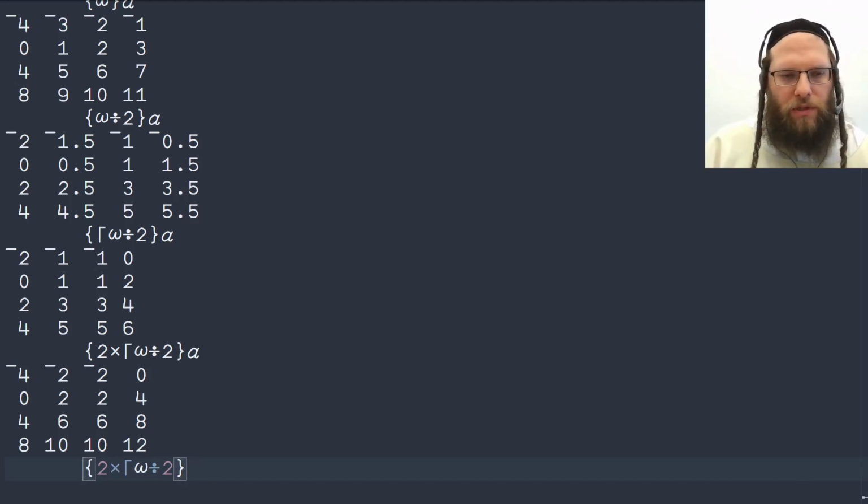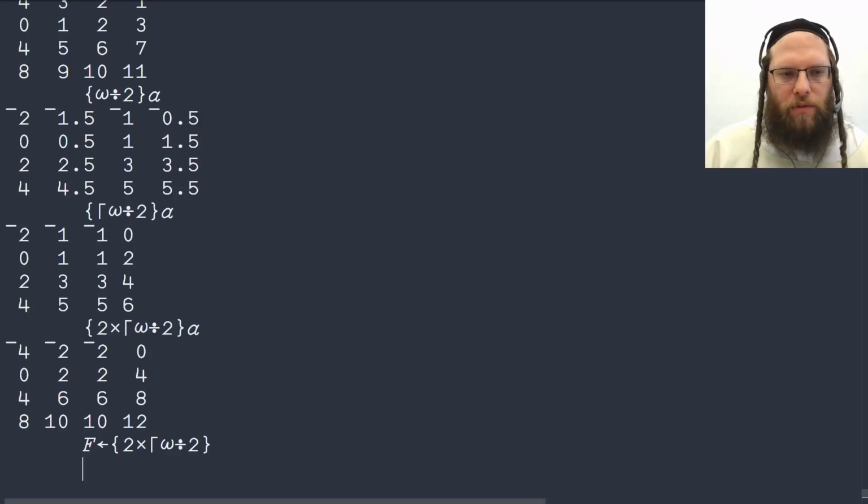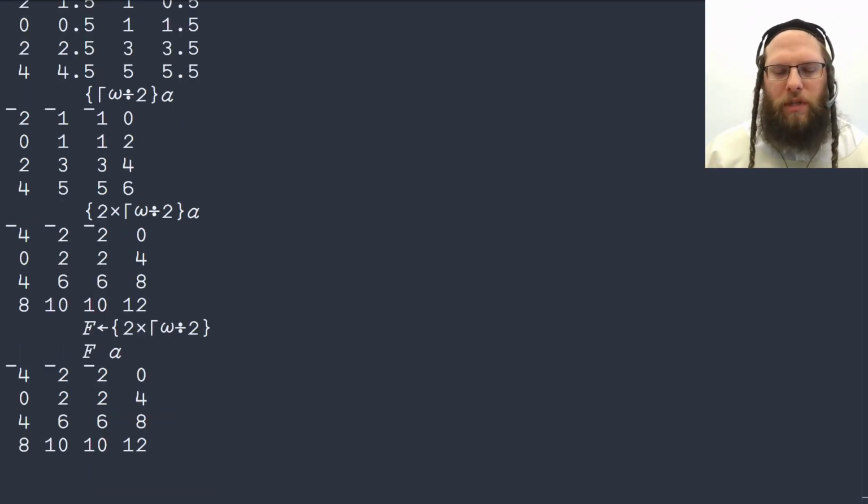So we can give this a name, f, and we can apply f to A, and like this, no parentheses or brackets of any sort necessary to apply this function. So this is one way of solving the problem. Let's take a different way of solving the problem.